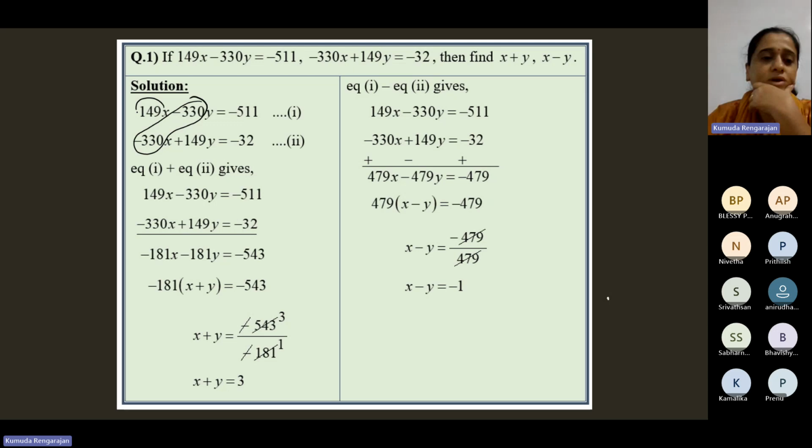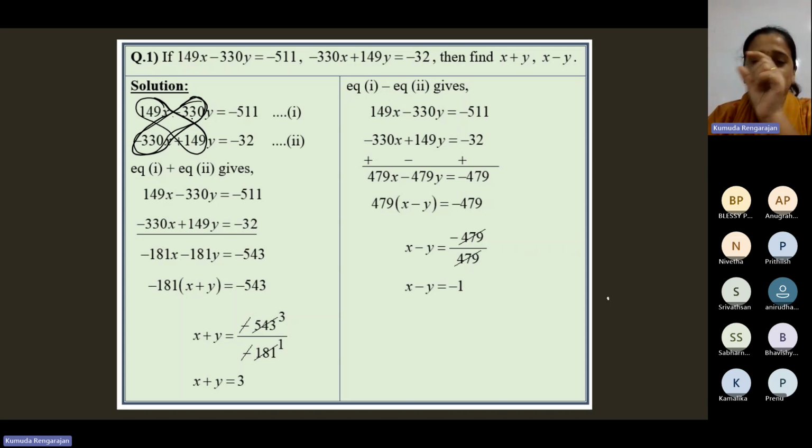See here, 149, 149. The coefficient of x in the first equation and the coefficient of y in the second equation is the same. The coefficient of y in the first equation and the coefficient of x in the second equation is the same. The signs can be anything. It can be minus 149 and plus 149. It can be plus 330 and minus 330. That's okay. The absolute value you should see.